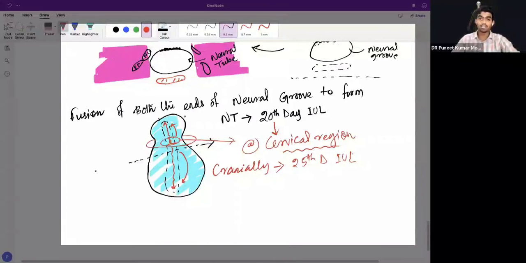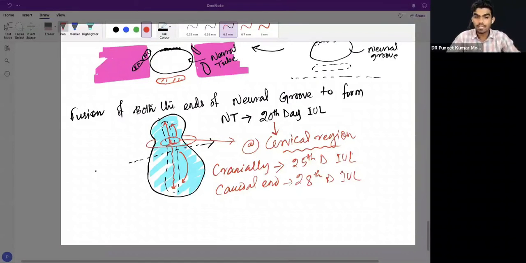Completely at 25th day of intrauterine life. And the caudal end, means the spinal cord, fuses distally 3 days later, on the 28th day of intrauterine life. Okay. Now, look.